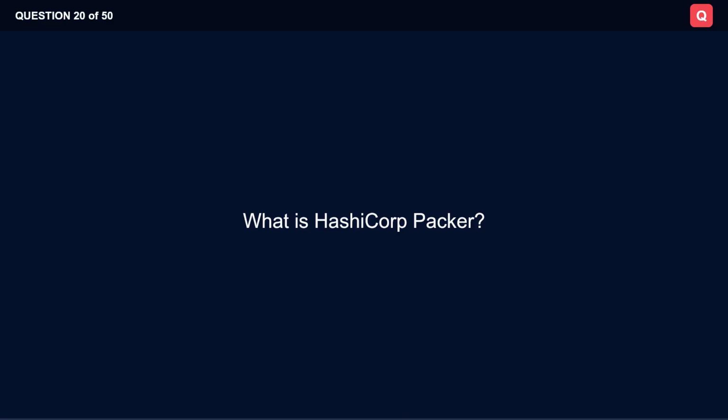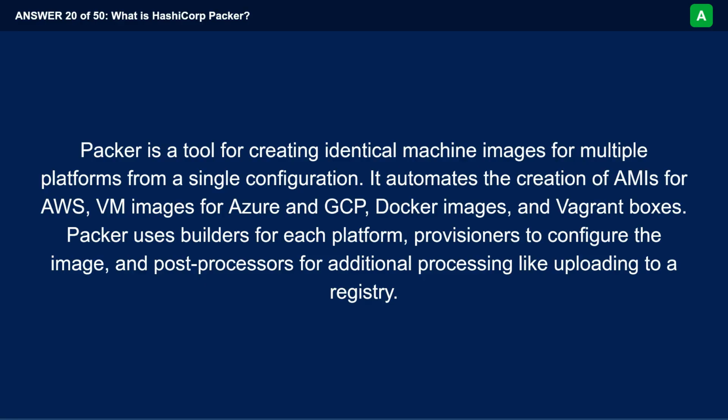What is HashiCorp Packer? Packer is a tool for creating identical machine images for multiple platforms from a single configuration. It automates the creation of AMIs for AWS, VM images for Azure and GCP, Docker images, and Vagrant boxes. Packer uses builders for each platform, provisioners to configure the image, and post-processors for additional processing, like uploading to a registry.